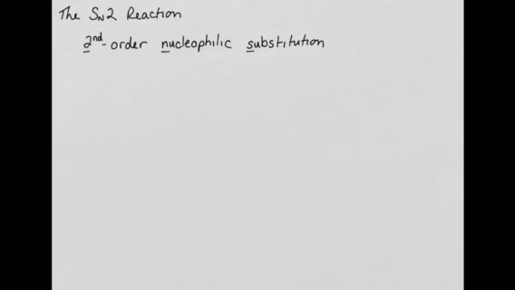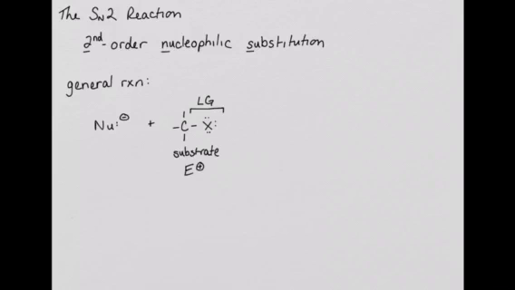The general reaction of an SN2 looks like this. It involves a nucleophile and a substrate, the electrophile, which is often an alkyl halide. In this case, the halide acts as the leaving group, and the nucleophile replaces the leaving group. This is why it's called a substitution reaction. The products of this reaction are the substituted substrate, now containing a new bond to the nucleophile, and the leaving group, which is left with the bonding electrons, giving it a negative charge.